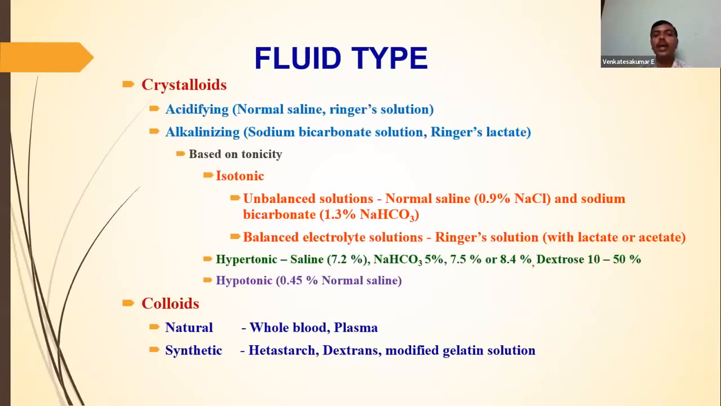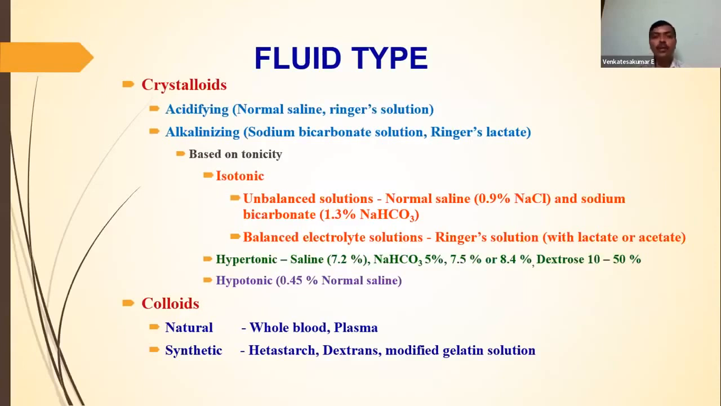Hypotonic fluids are very rarely used in veterinary practice. Half saline is mainly preferred in small animal practice for animals with cardiac and renal diseases, but it is not routinely available in the market. Another category of isotonic fluids is balanced electrolyte solutions, in which all the electrolytes are at a balanced level. Ringer lactate or Ringer acetate solutions come under the category of balanced electrolyte solutions.